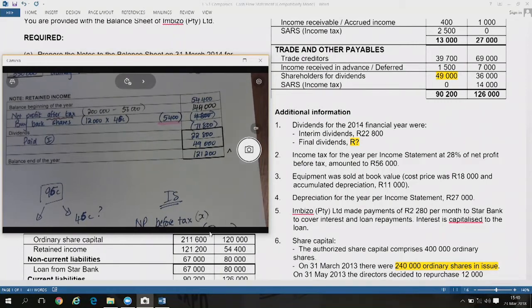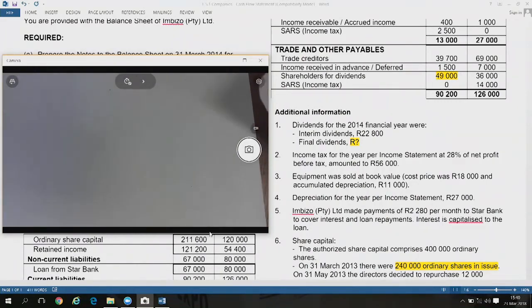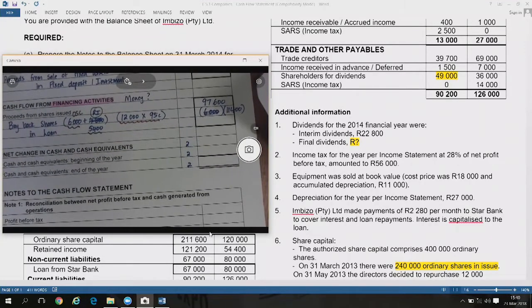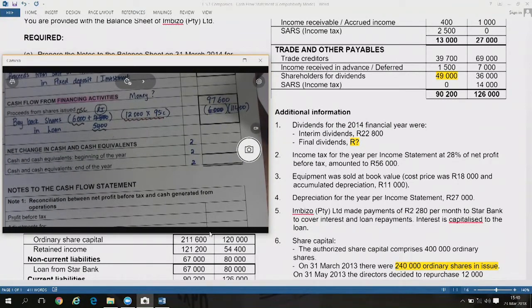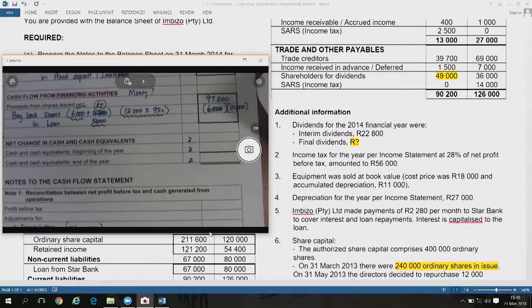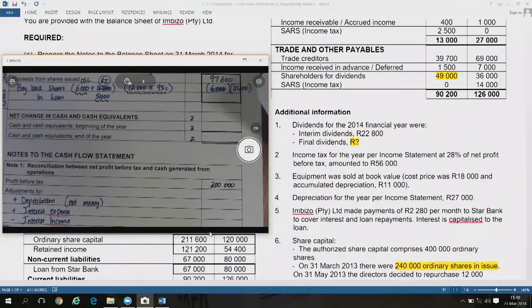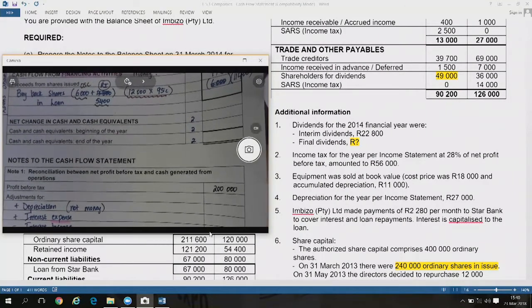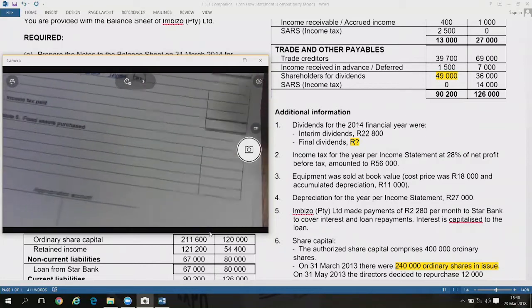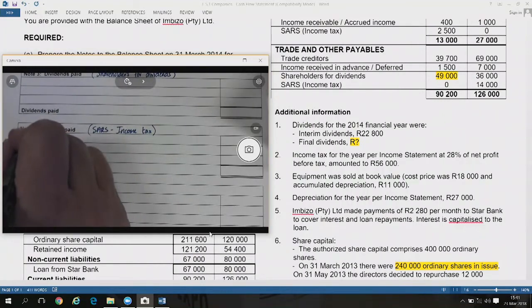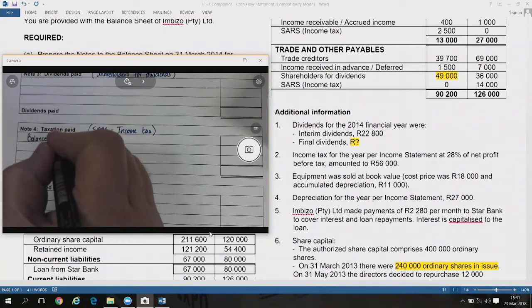Cash flow statement. Let's go on with the information there. Let's use what we've got. We've got the profit before tax. That was 200,000. We just calculated that one. The tax we are going to use in the note for SARS income tax. Let's quickly read down this note. You start with balance at the beginning of the year.